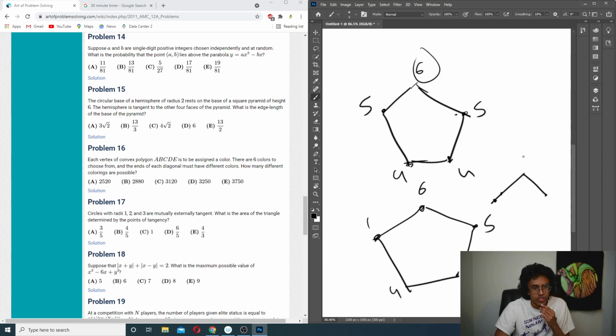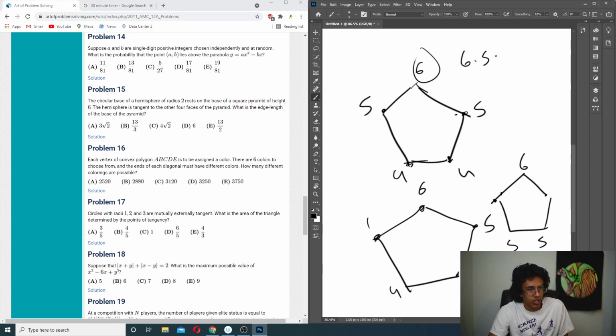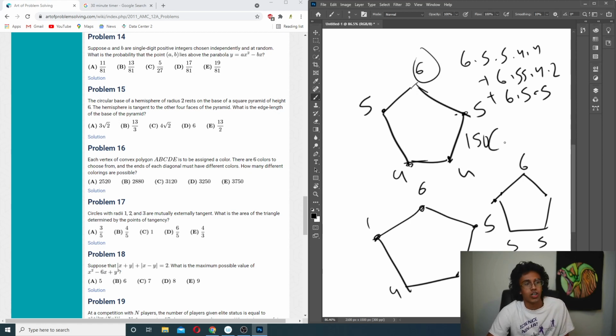So yeah, essentially there's 6 ways to choose. All 3 of them are the same, and then the rest is 5 times 5. So we got 6 times 5 times 5 times 4 times 4 plus 6 times 5 times 5 times 4 times 2 plus 6 times 5 times 5. And if we factor out the 6 times 5 times 5, we get 150 times 16 plus 8 plus 1. And that is equal to 24, 25.